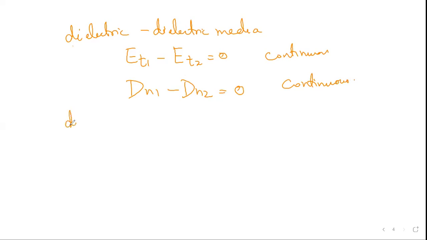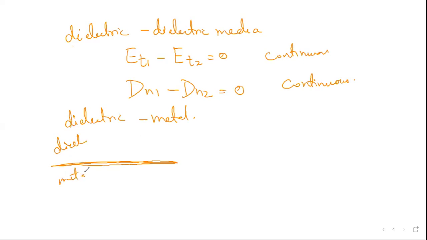Now, if you have a dielectric-metal interface, if you have a metal, there is a dielectric here and there is metal here. Now, what will be the difference? ET1 and ET2 will be continuous. Okay, remember this. ET1 minus ET2 will be continuous.